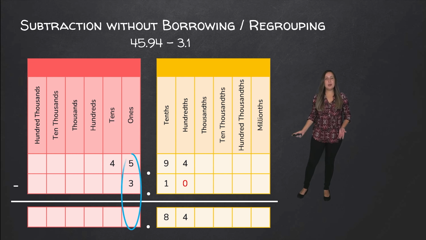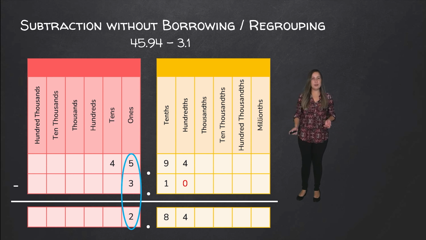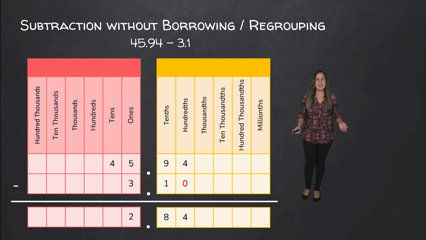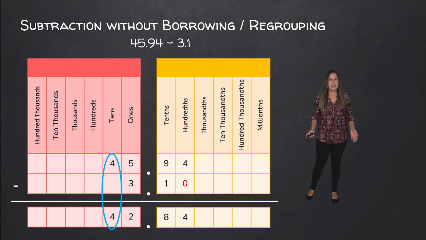Then we're going to move on to our ones place, and there we have 5 minus 3, which is equal to 2. Finally, in our tens place, we have 4 minus nothing, which is just equal to 4. So 45 and 94 hundredths minus 3 and 1/10 is equal to 42 and 84 hundredths.